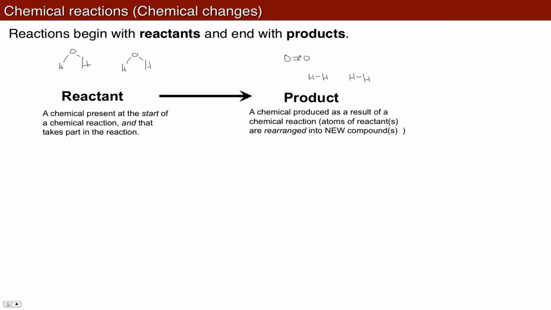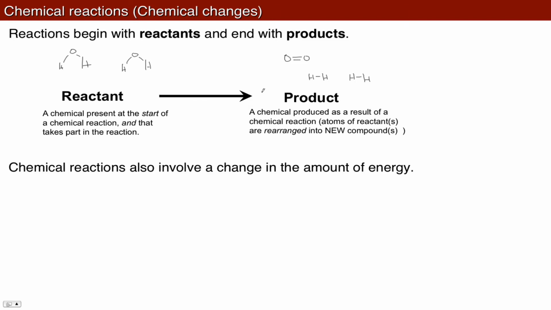So we can see two atoms of oxygen, four atoms of hydrogen, and two atoms of oxygen and four atoms of hydrogen. But the way they're bonded in the products is different than the way they were bonded in the reactants. We've created these brand new compounds. Rearrangement of atoms, that is a chemical reaction.